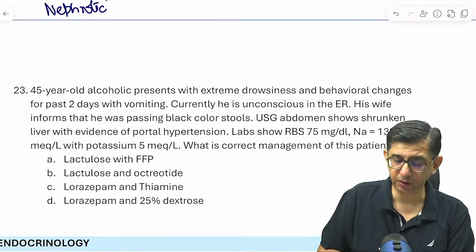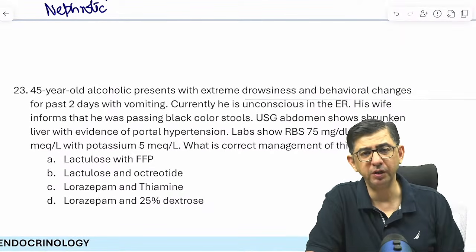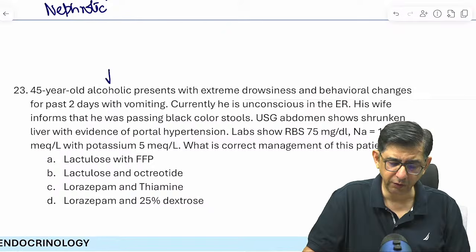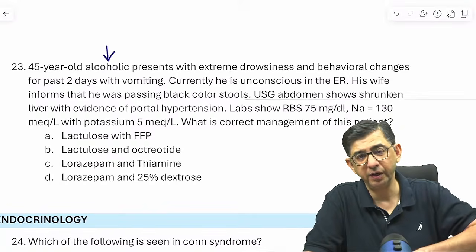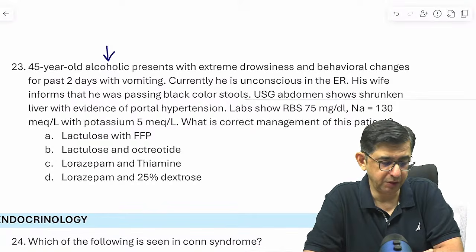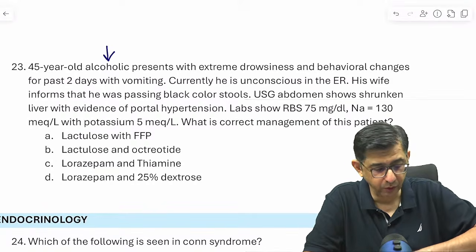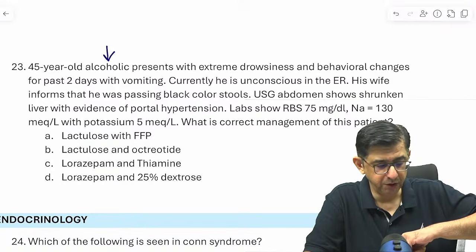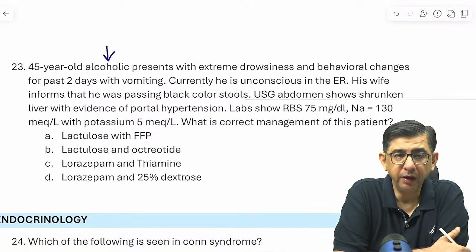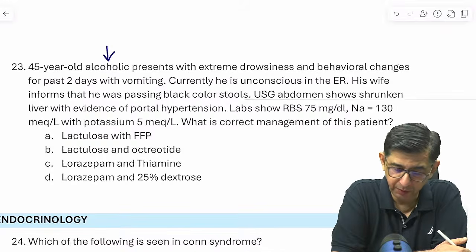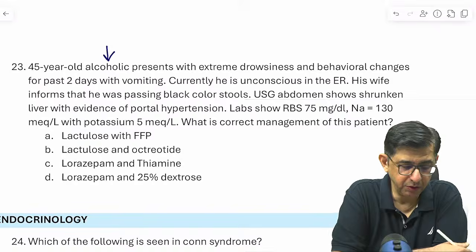He came with extreme drowsiness and behavioral changes. One question an alcoholic is always anticipated, and the guy is unconscious in the ER. So his wife is worried. Obviously, she says he's passing black stool, bile leak also present. Doc VTV, you have a good point there. Bile leak also. Okay. Then is an alcoholic who came with behavioral changes and is unconscious in the ER.